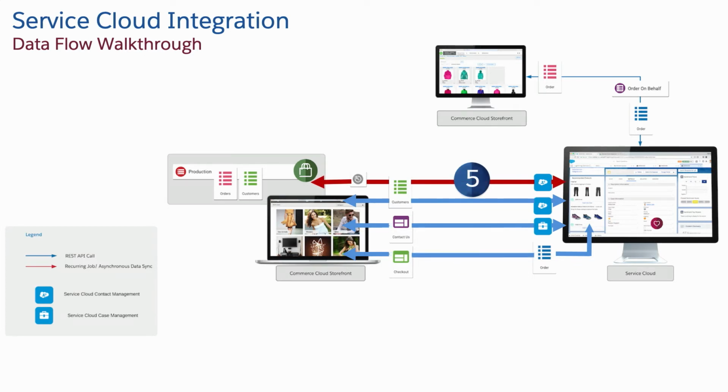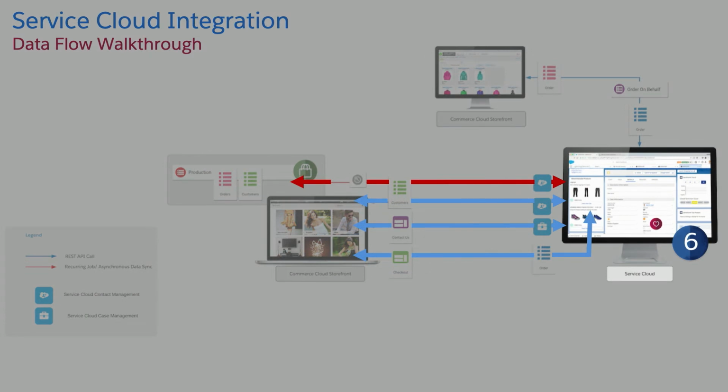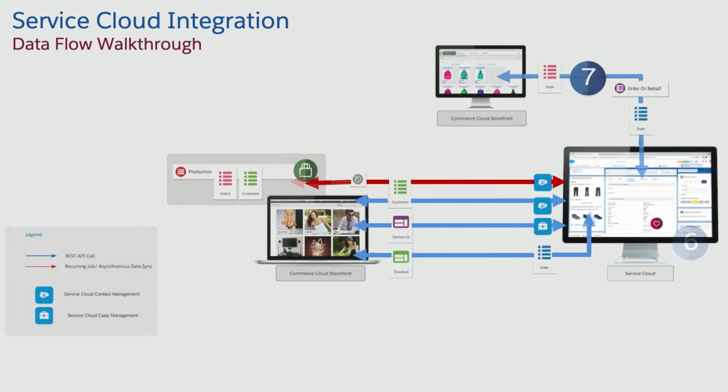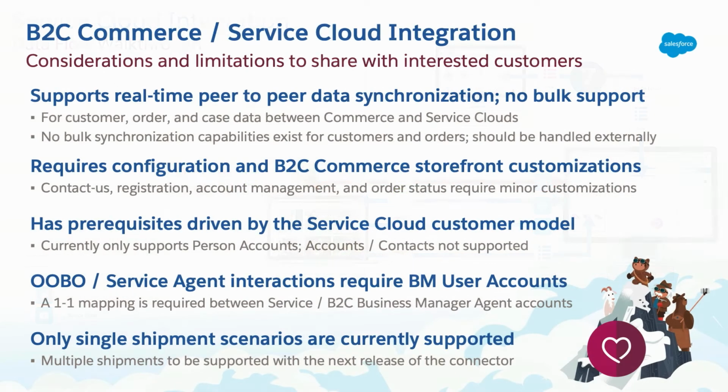We have a job that can run in the background that helps enable this synchronization, especially if peer-to-peer or real-time doesn't work for you. And then lastly, with all of this data living in Service Cloud, customer service agents can now serve customers and launch things like order on behalf of sessions.